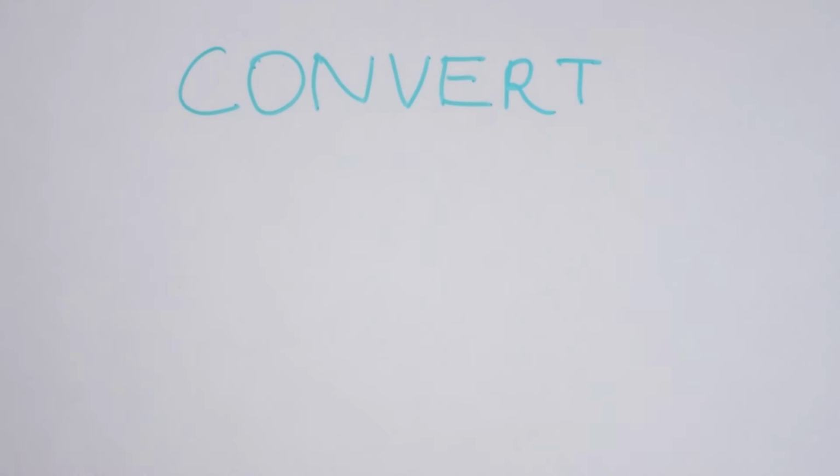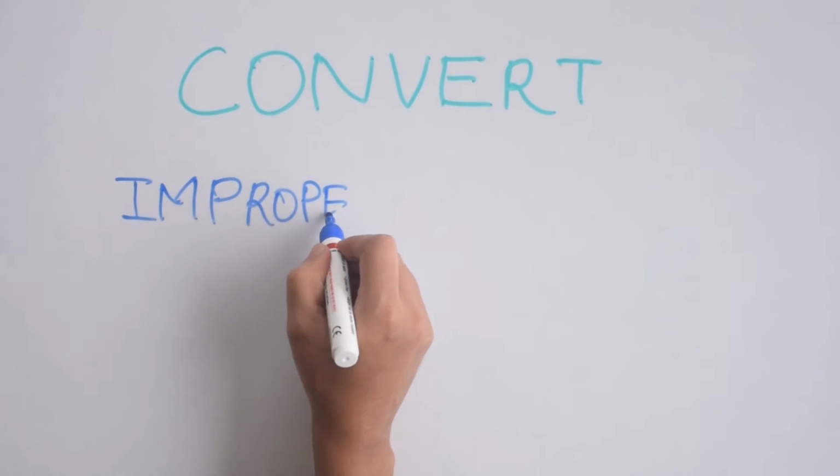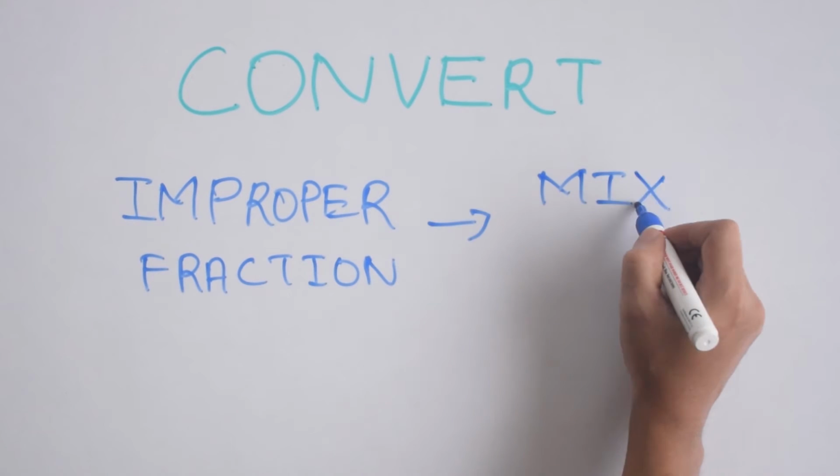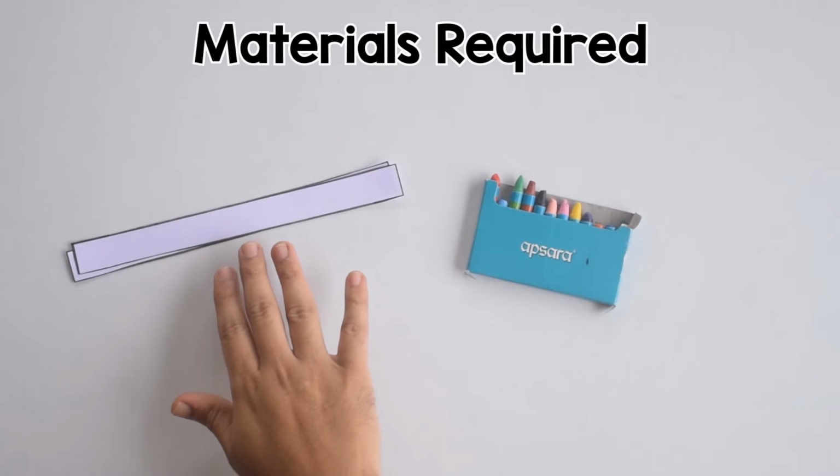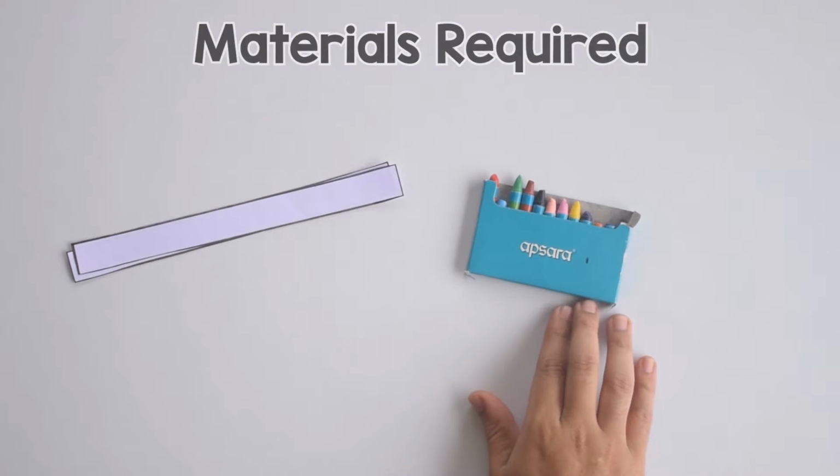Hello, welcome to Kathadi. In this video, we will convert an improper fraction to a mixed fraction. To do this activity, we need a couple of paper strips and some crayons.